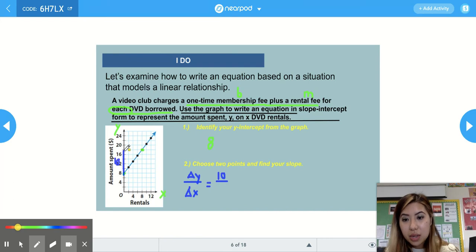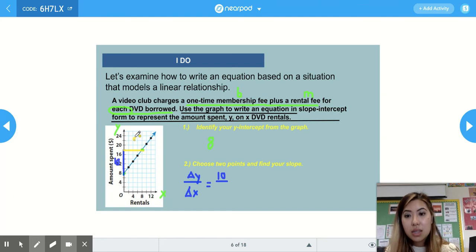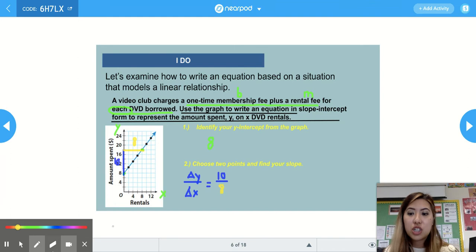And then we have to figure out how many units we're going to the right. So from here to here, if this right here represents 0 and this right here represents 8, the difference between 8 and 0 is 8. So we have 10 over 8. What we can do is we can either divide 10 divided by 8, or we can simplify this fraction.